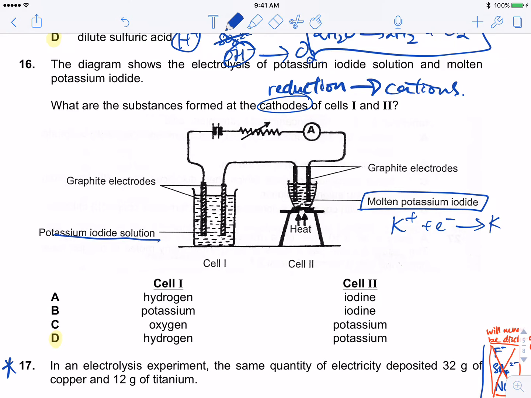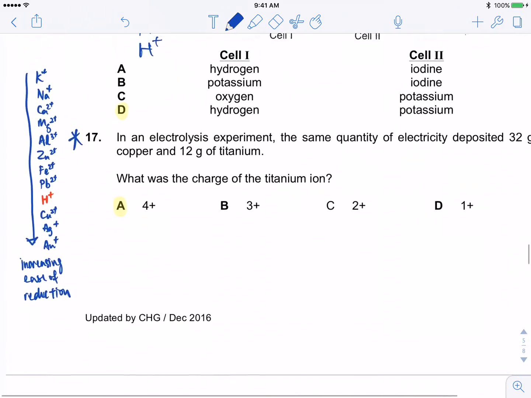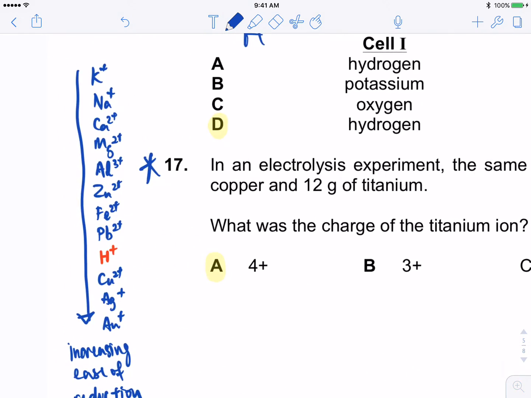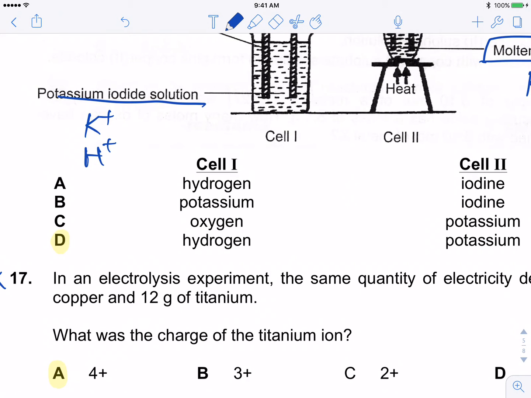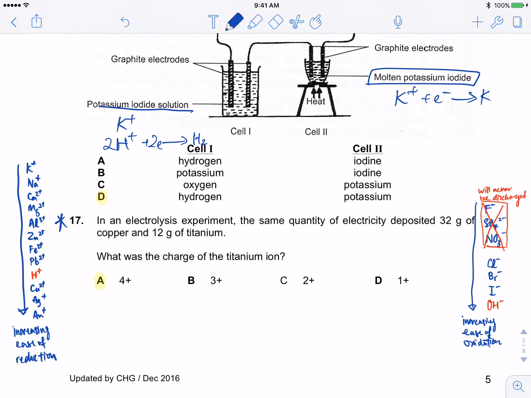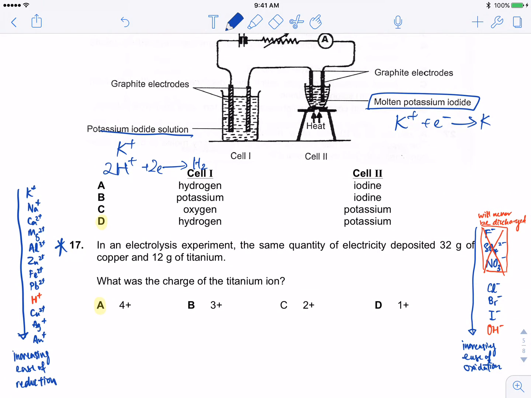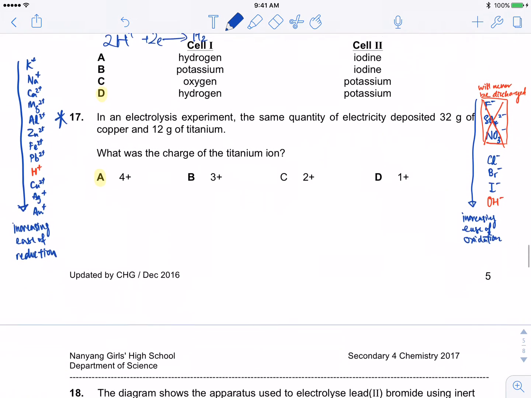So over at the potassium iodide solution, we have a choice of two cations. We have either K+ or H+ since it's a solution. Now K+ is way above H+ in the electrochemical series. See, K+ is way above H+. So we know that H+ will be the one that is discharged to form, let me just write this properly. Okay, it will form H2 gas. So what are the products? Cell 1 will be your hydrogen, cell 2 will be your potassium.